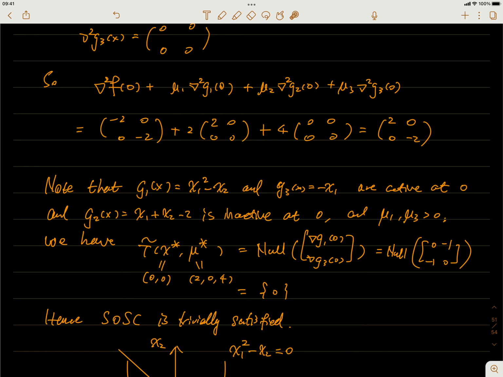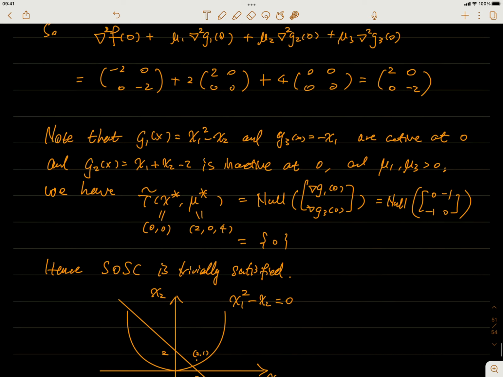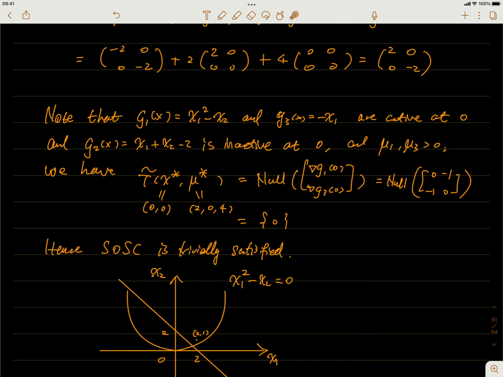if we're going to check the second order sufficient condition, we just need to figure out this T tilde space. Remember that T tilde space is the Jacobian of the G1, G3, because they are active and their corresponding mu's are positive. So the G1, G3, we already computed them, and at 0, we form this matrix, which is this. Okay, and the null space of this matrix, apparently this matrix is 2 by 2 full rank, so it's invertible. The null space will be just the single 0 vector.